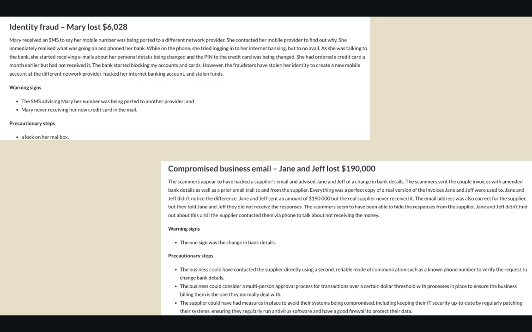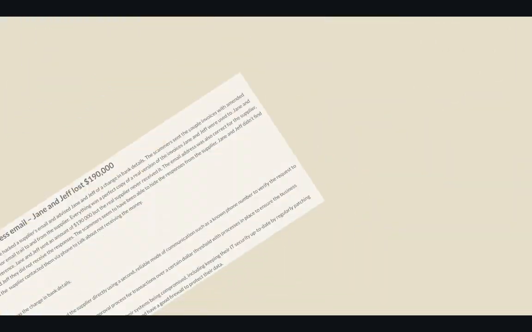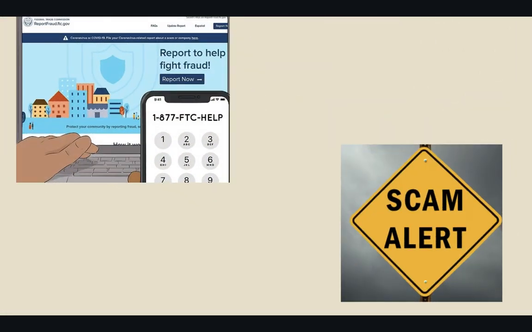So there are a few precautionary steps. So a lock on her mailbox. And it's just different reports and pictures that the students had. How to report to help fight the fraud that we're dealing with, and then a scam alert, letting everyone else know.